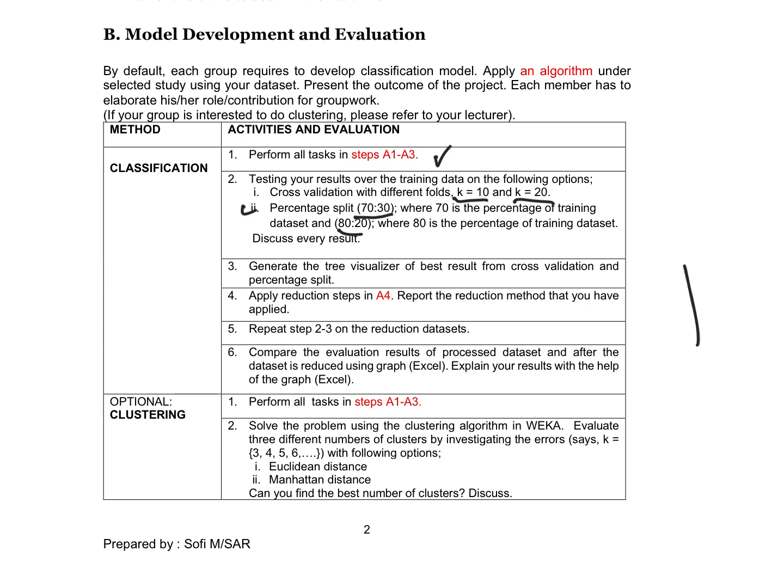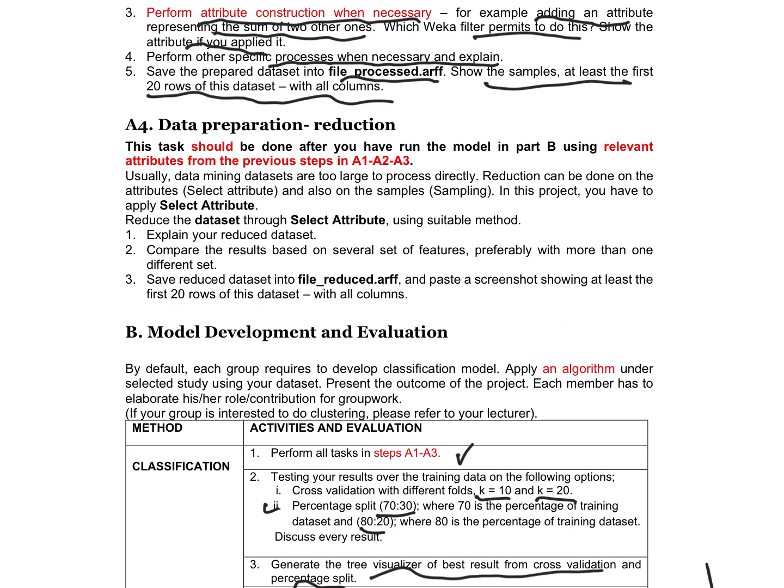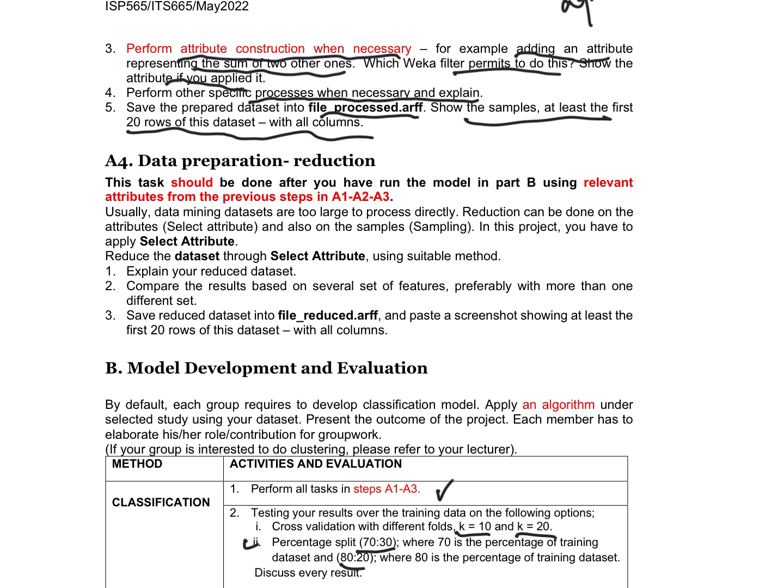Okay. And then generate the 3 visualizers of the best result from cross validation and percentage split. So whichever has the highest accuracy, take it and we generate 3 visualizers. Apply the reduction step in A4. Only after that do we do A4, after step 3, where we do data preparation and reduction.